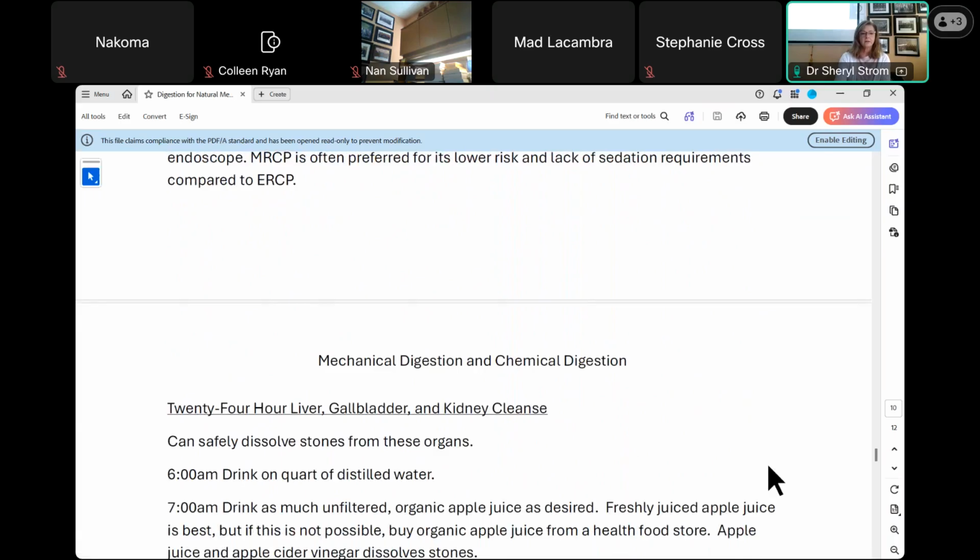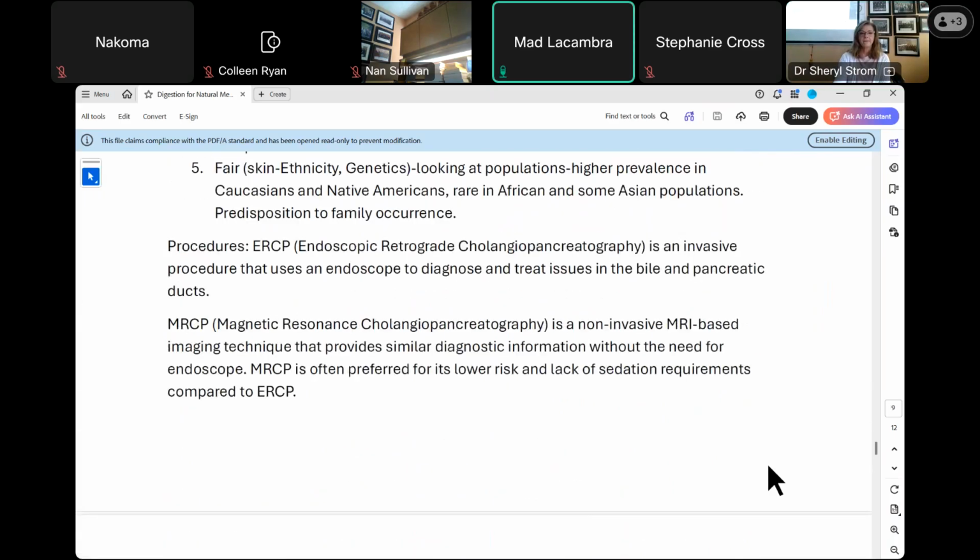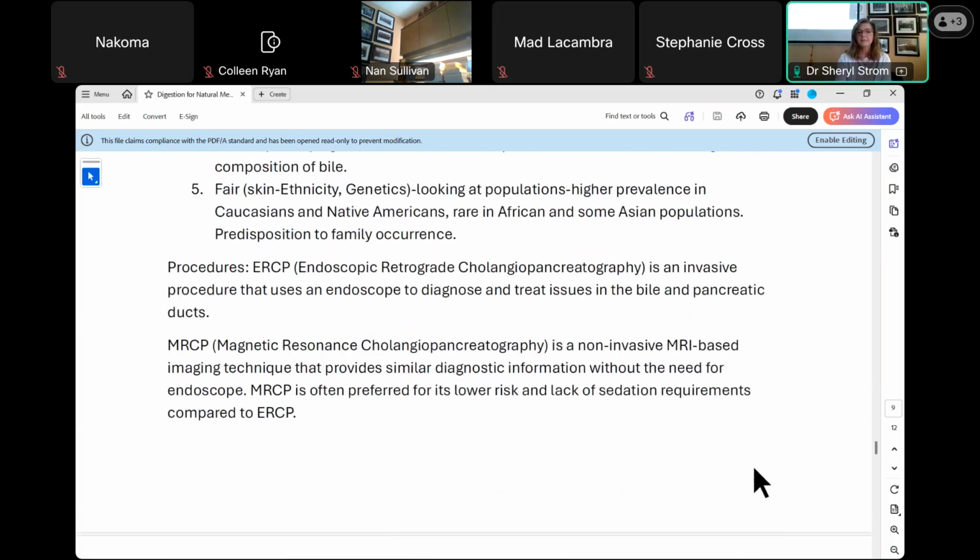What's that, magnetic resonance? That Medicine Way? No, the MRCP is an actual procedure in the hospital.